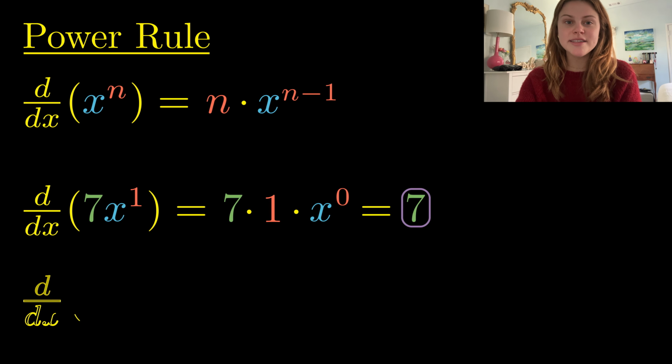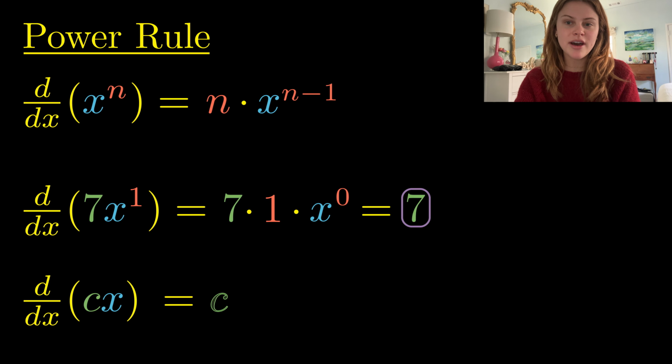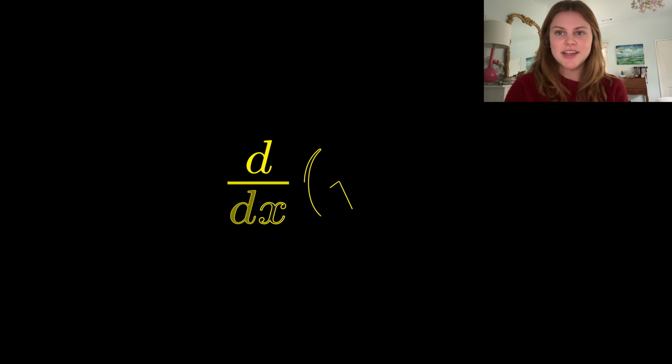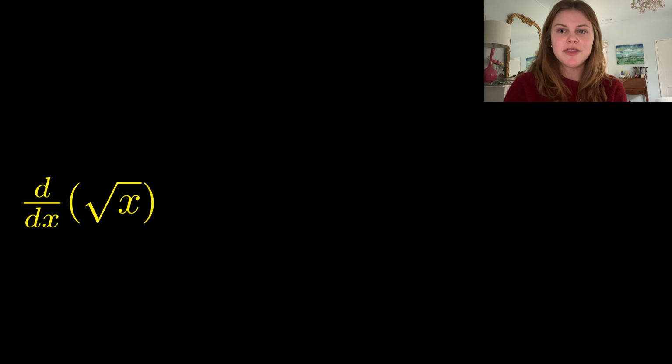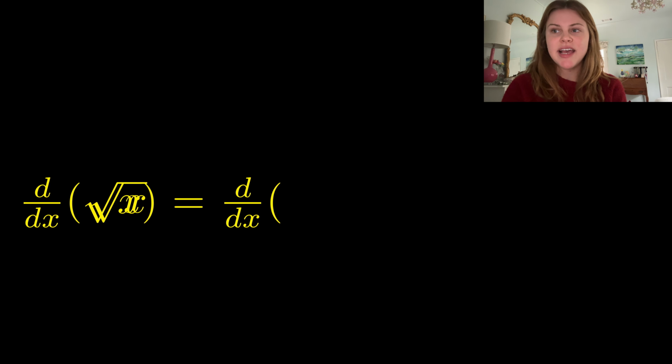In fact, this is an example of another important constant rule that says that the derivative of a constant times x is just that constant. Since the power rule is so easy to use, let's try it for sneakier examples that might not seem like they have a power, such as the square root of x. Remember from algebra that we can express the square root of x as x to the 1/2, and now we can use the power rule since we've expressed our function as a power.